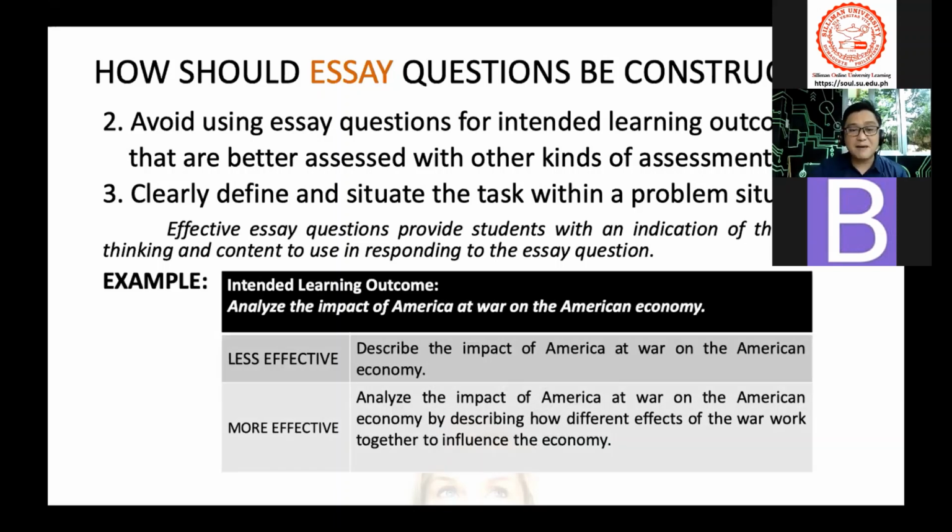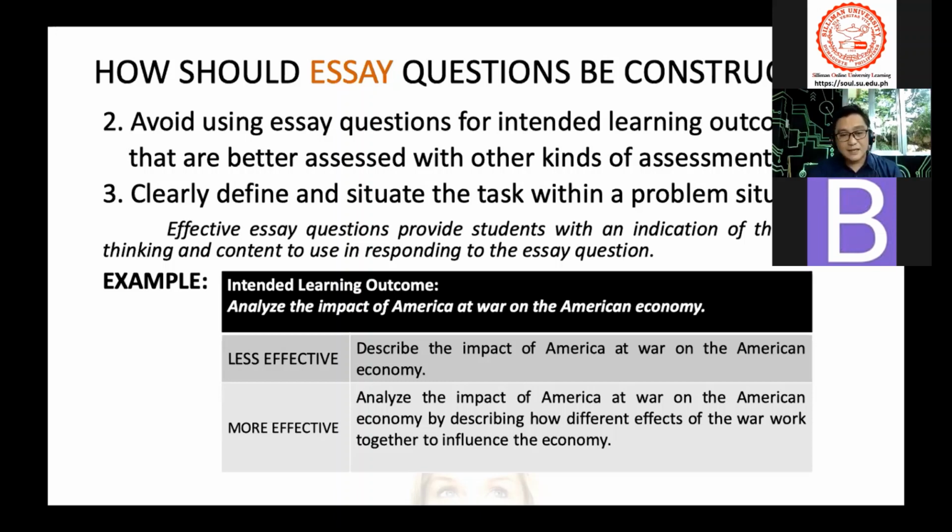Analyze the impact of America at war on the American economy. It is considered less effective question or essay type of test item when we say, describe the impact of America at war on the American economy. Remember, we are talking here about how to clearly define and situate the task within a problem situation. It is more effective, more purposeful when you say, analyze the impact of America at war on the American economy by describing how different effects of the war work together to influence the economy.